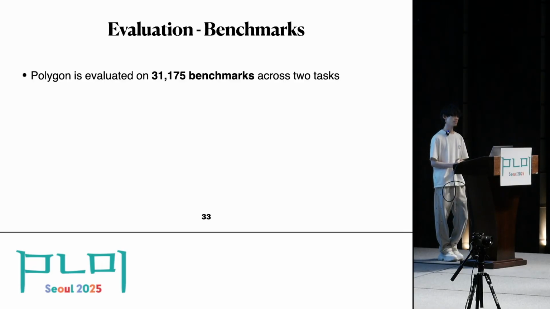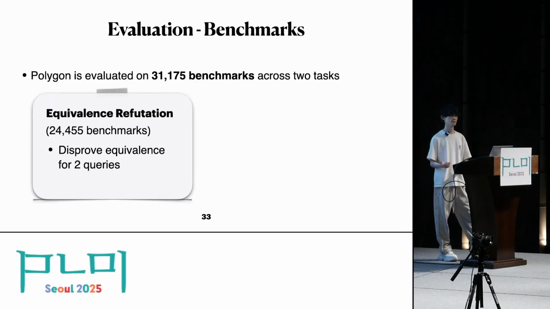And to evaluate Polygon in real-world scenarios, we use over 30,000 benchmarks across 2 real-world tasks. And the first task is equivalence refutation, covering more than 24,000 query pairs from various sources. For example, one source is from LeetCode, where each benchmark is a pair of a user-submitted query accepted by LeetCode and a ground truth query.